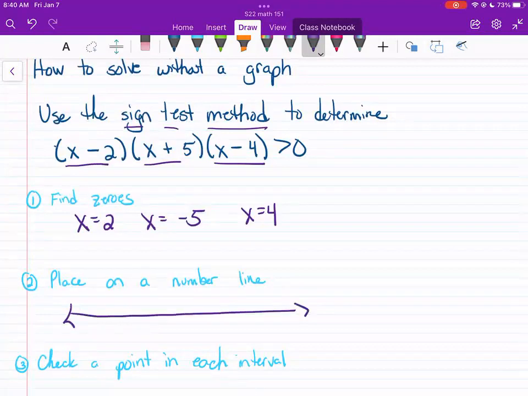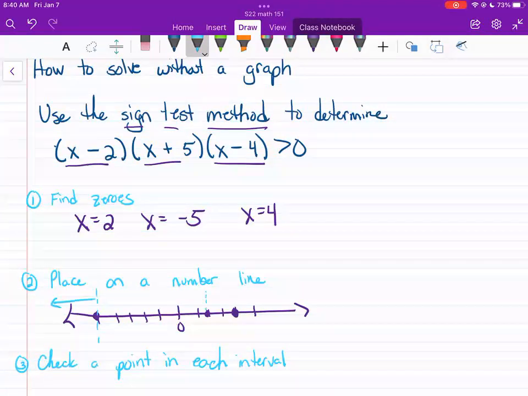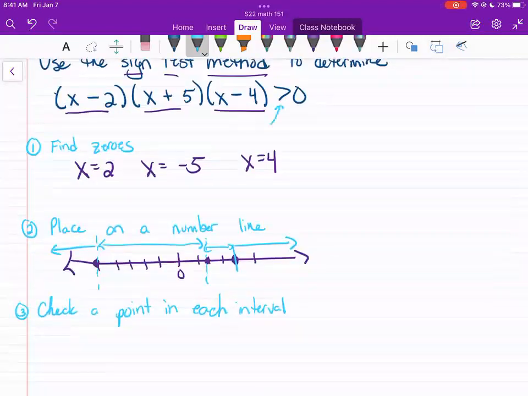So step 2, we're going to put all of those on a number line. So I'm going to have one at x equals 4, one at x equals 2, and one at x equals -5. This now creates intervals for us. So we have an interval here. We have an interval in between these two. We have an interval in between these two, and then we have an interval to the end. We need to check a point in each of those intervals to determine if the values in that interval make the polynomial greater than 0 or less than or equal to 0.